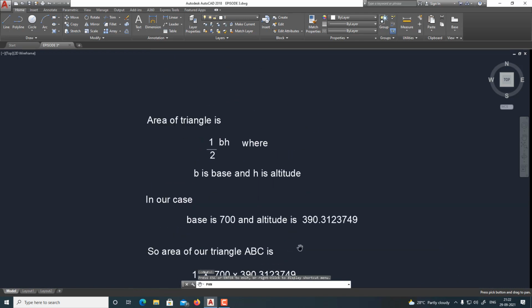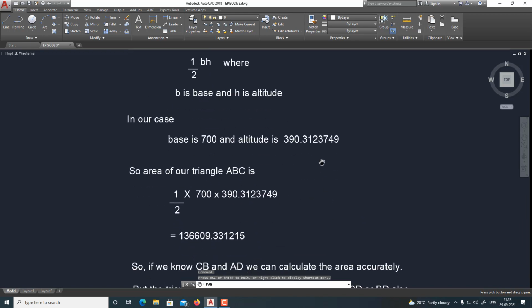We can calculate the area of the triangle now. First, we use the half BH formula. In our case, base is 700 and altitude is 390.3123749. We calculated this value earlier. So area of the triangle ABC is equal to half BH, half into 700 into 390.3123749. By simplifying this expression, we will get this figure, 136,609.331215.